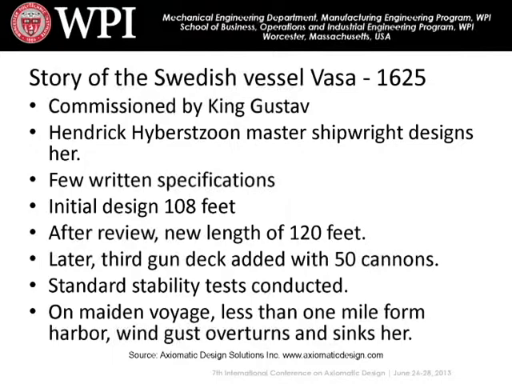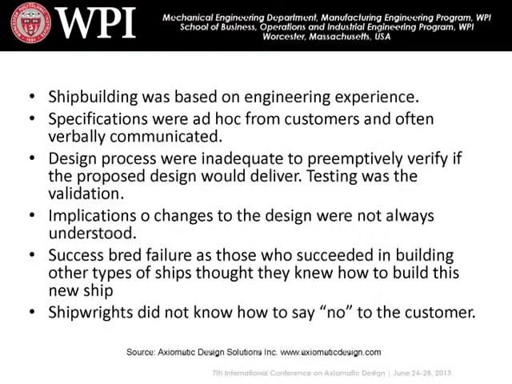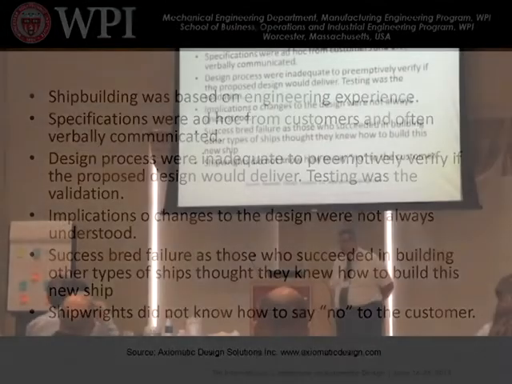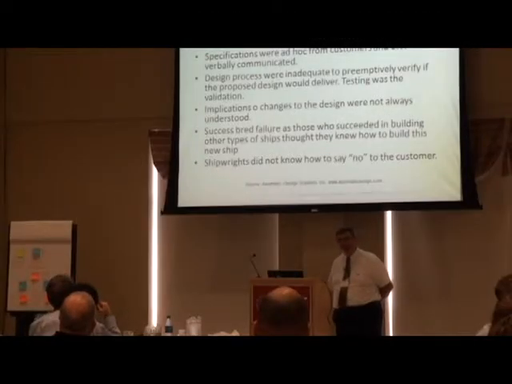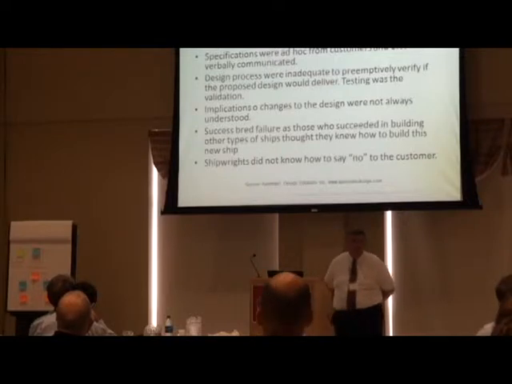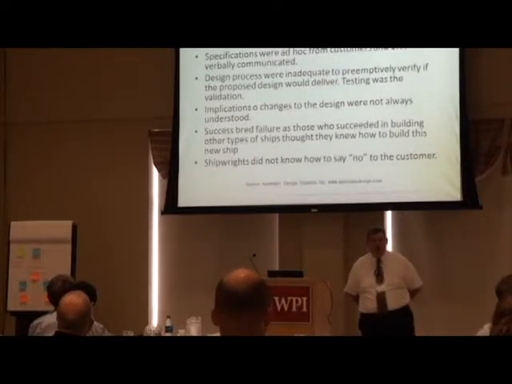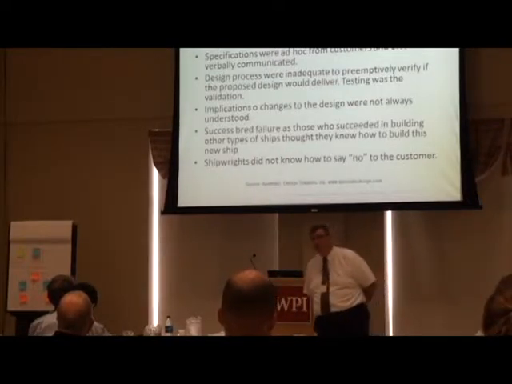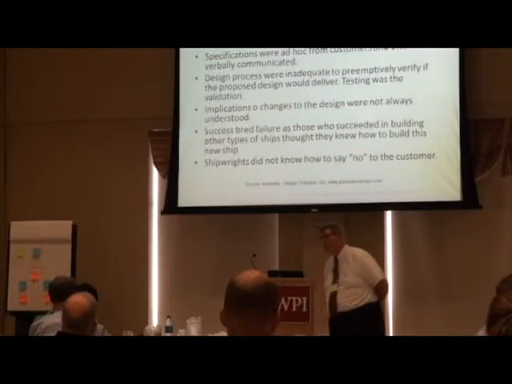Some of the lessons are that when you're looking at the functional requirements of your design, a lot of it's experiential based, but not necessarily understood well why things happen the way they happen. It's difficult to capture the essence of how the designs function and why. And you also have the issue of not being able to make a cogent argument to the king why it's not a good idea to put a third layer of guns on top of the boat.